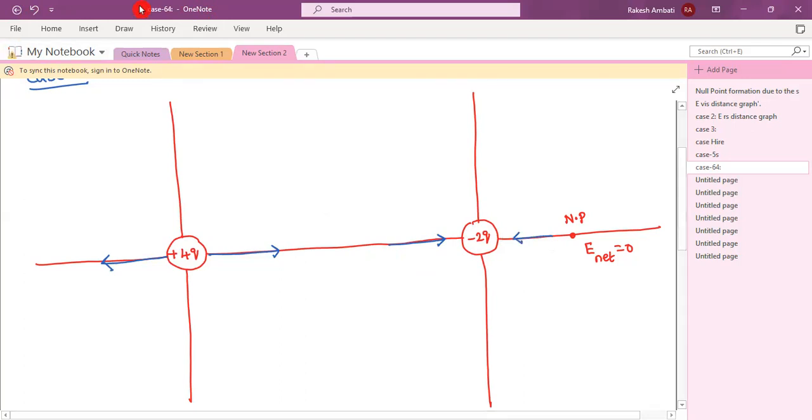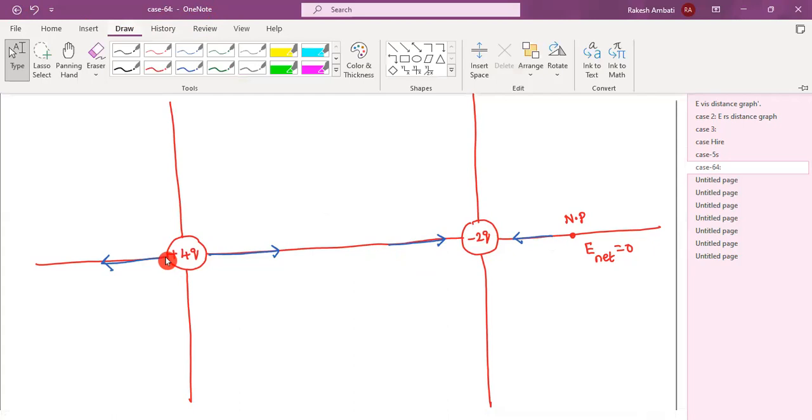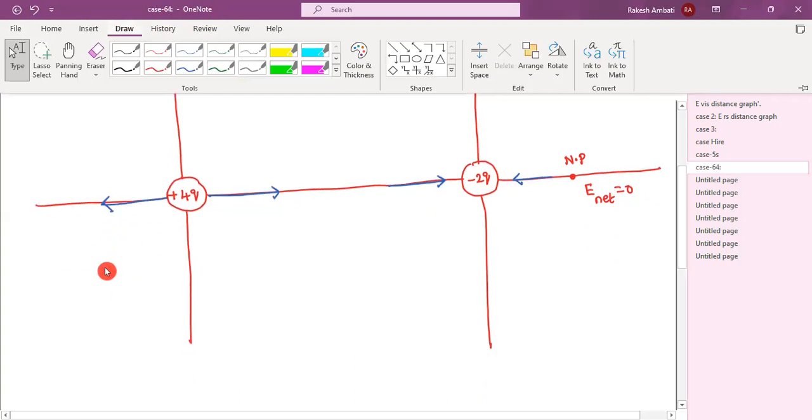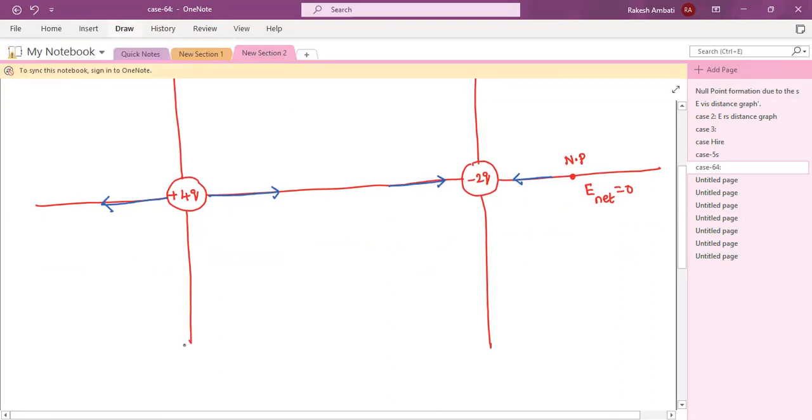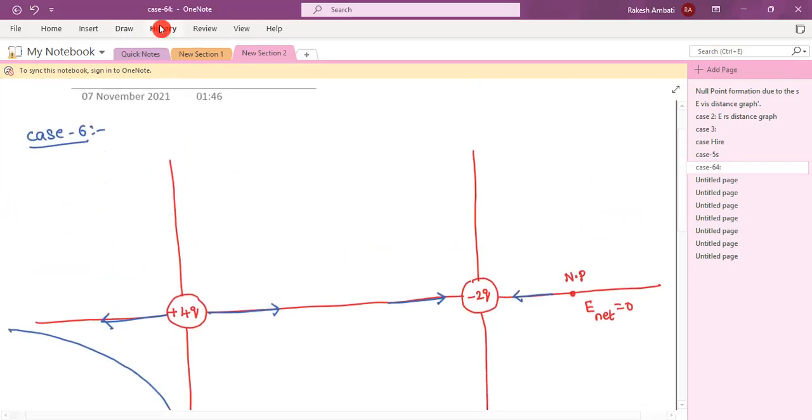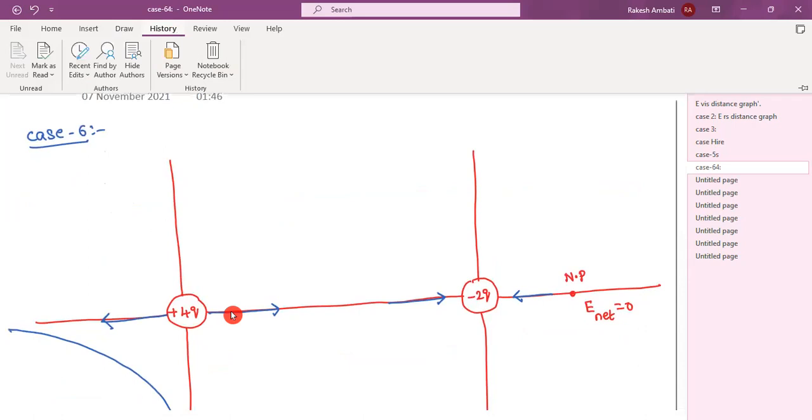Now listen. First of all, if the intensity is in the negative direction, the intensity graph is on the negative side. As the distance increases, intensity gradually decreases. Then in between the charges, the intensity is in the same direction, so no null point will be formed.